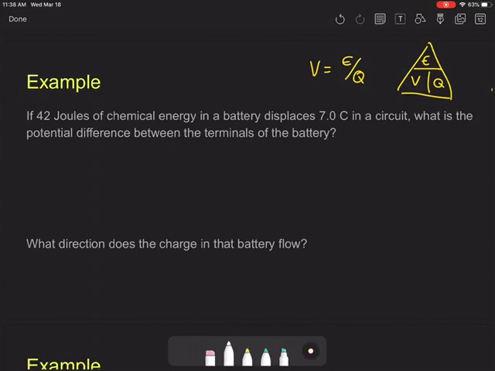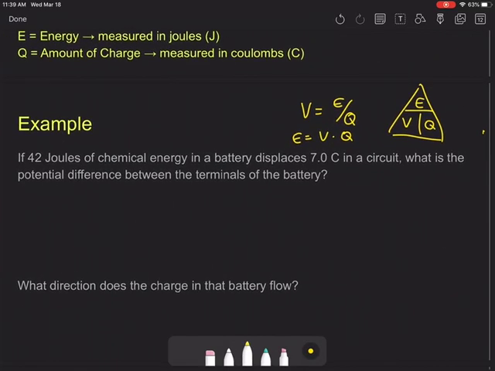How it works is that if we cover V up with our finger, we're left with E over Q. If we cover E up with our finger, E is going to be V times Q. If we cover up Q with our finger, then Q is going to be equal to E over V. So we can find those rearranged formulas using our little triangle trick.